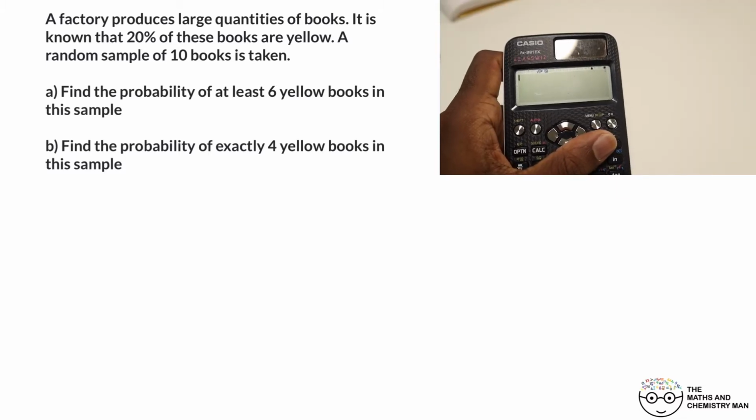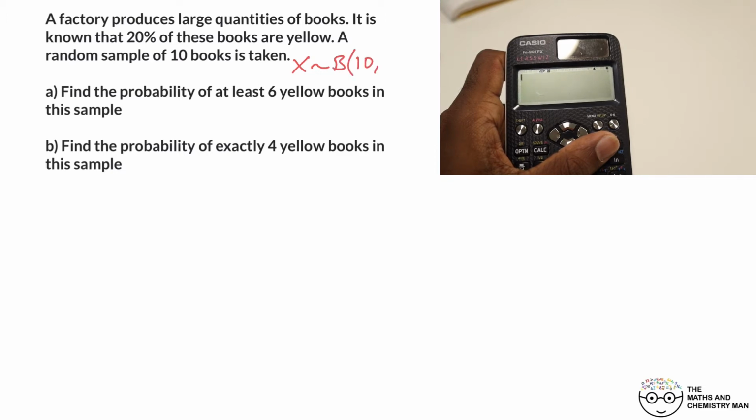Righto, it is solution time. So let's get going. The first thing we would need to do is write out our distribution. So let's say X here, which represents picking yellow books in a sample of 10, can be binomially distributed. Our sample size is 10 and the probability of picking a yellow book is 0.2. So that's our distribution. And now what we've got to do is use that to find the probability of at least 6 yellow books.